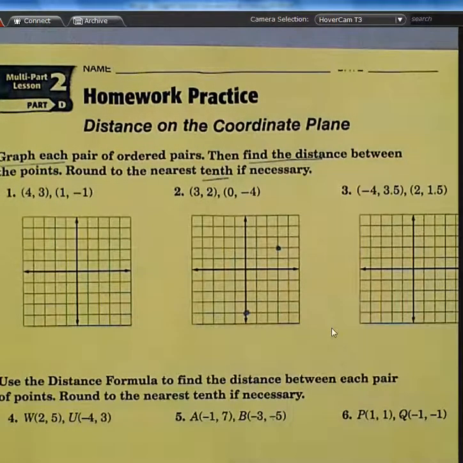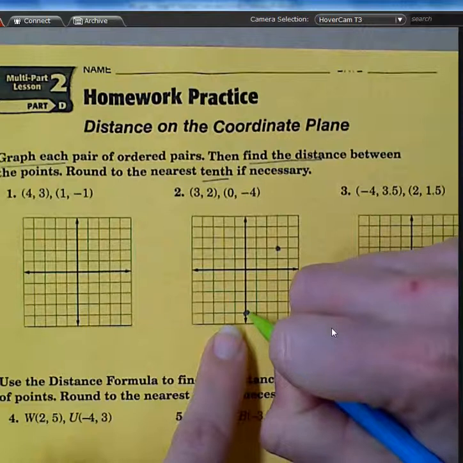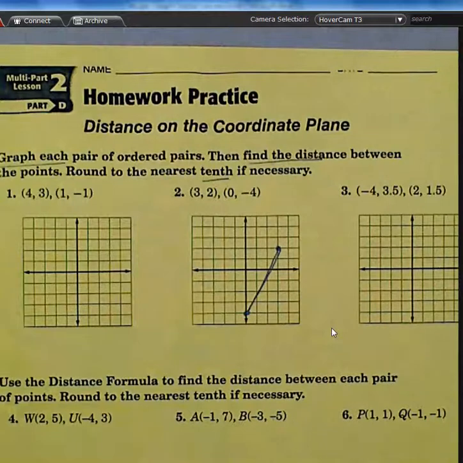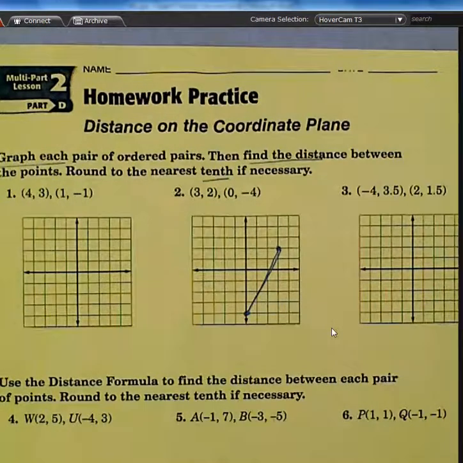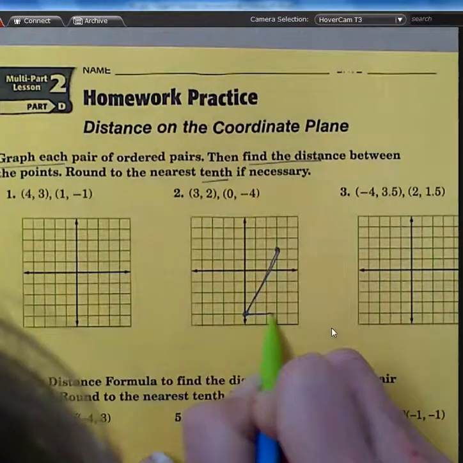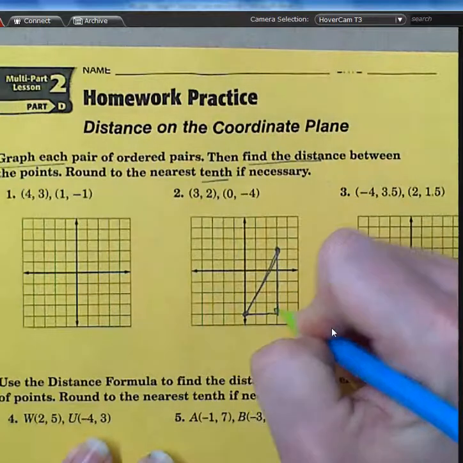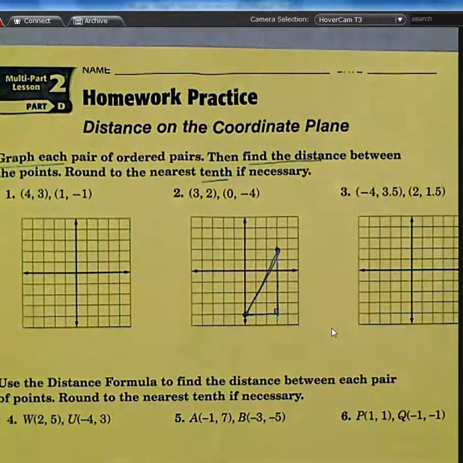So the distance would be if I connect the 2 dots. How am I going to find this distance right here? Pretend my line's straight. How do I find that distance? What can I create that would help me find that distance? A right triangle. So if you go straight across and straight down, you're going to form a right angle and a right triangle. What do we know if we have a right triangle?